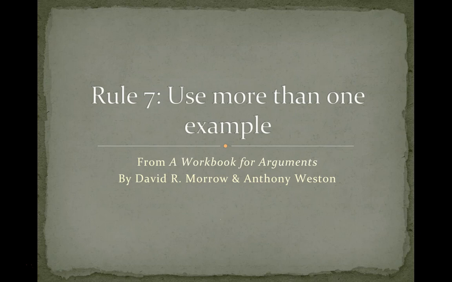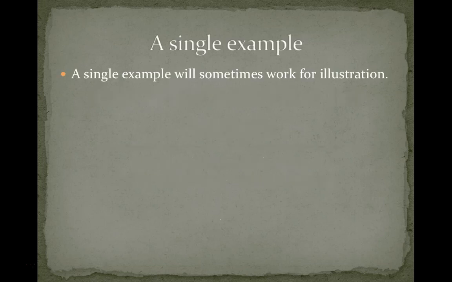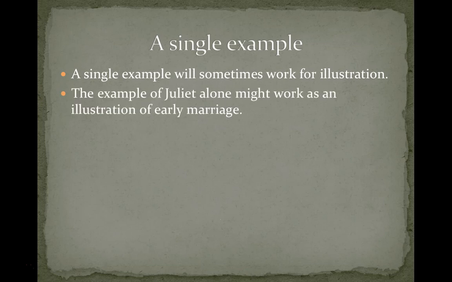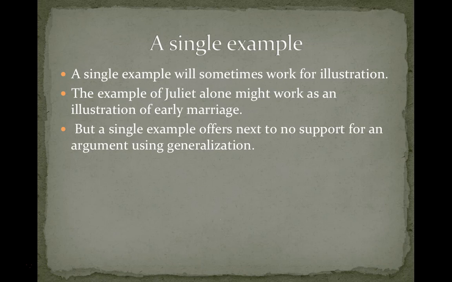Rule 7. Use more than one example. From A Workbook for Arguments by Morrow and Weston. A single example will sometimes work for illustrations. The example of Juliet that we saw in the previous video might work as an illustration of an early marriage.